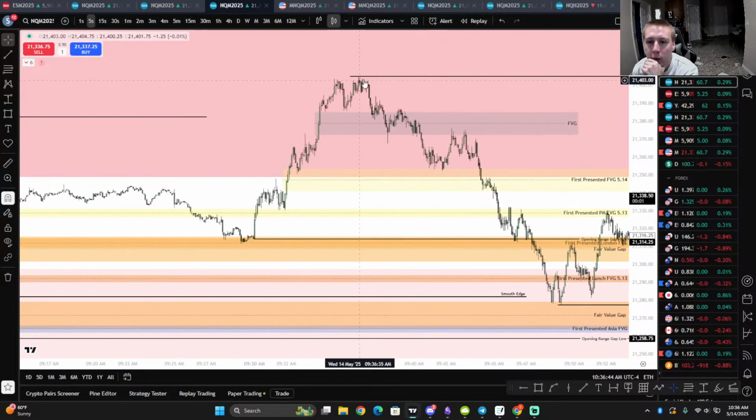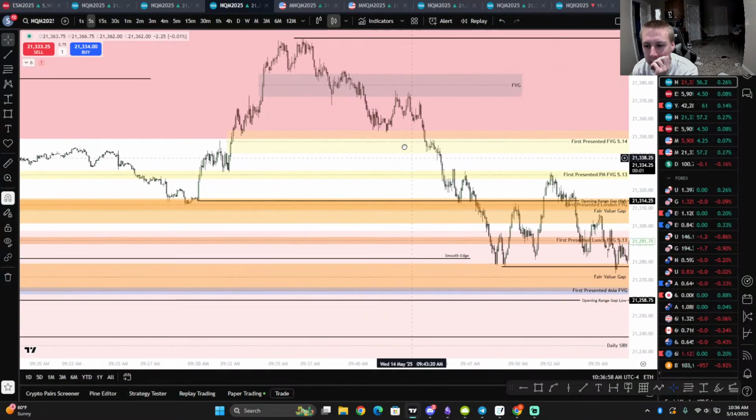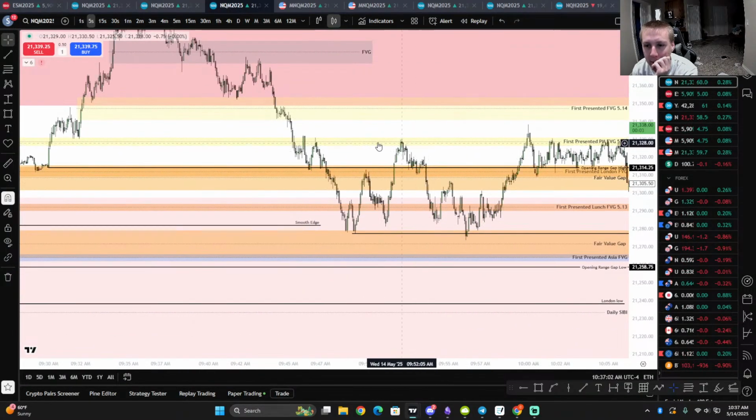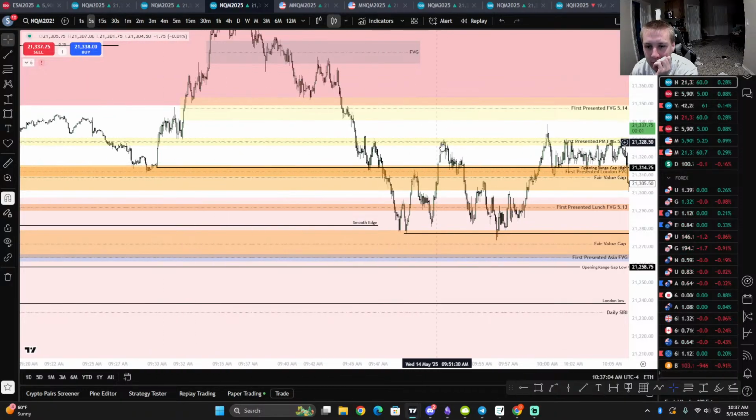We're trading up into that weekly CIBI using first presented PM session fair value gap from yesterday. Trading up into here using this first presented fair value gap here. Trading into this inversion. This is where I entered short. Smooth edge. Draw on liquidity. Trade back up into that same PM session first presented fair value gap. Then trade back down lower into a fair value gap.